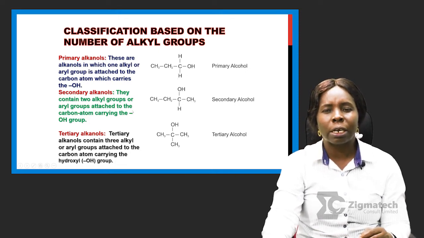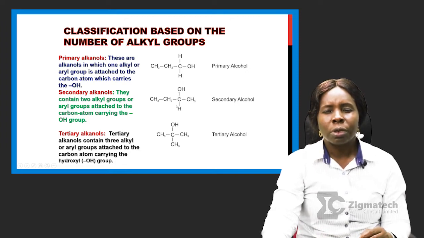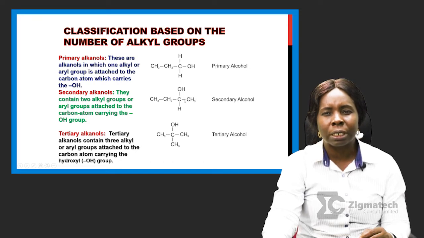Now we go to the secondary alkanol. The secondary alkanol contains 2 alkyl groups. The two alkyl groups are attached to the carbon atom that bears the hydroxyl group. The carbon atom that bears the hydroxyl group is attached to two alkyl groups, and this is a typical example. We have the hydroxyl group here, and we have two alkyl groups.